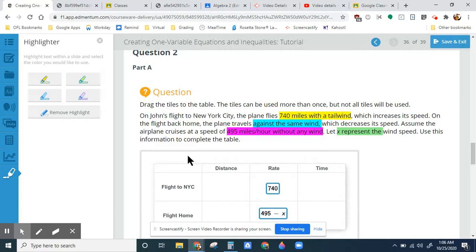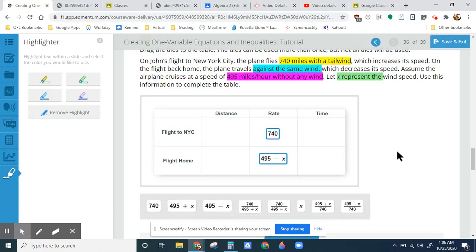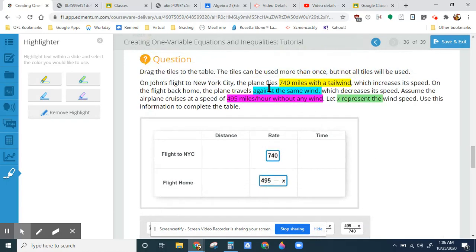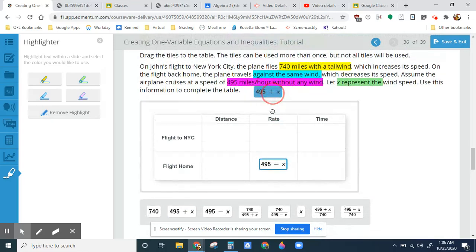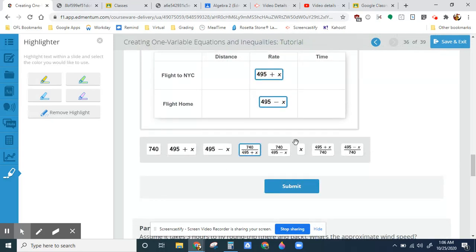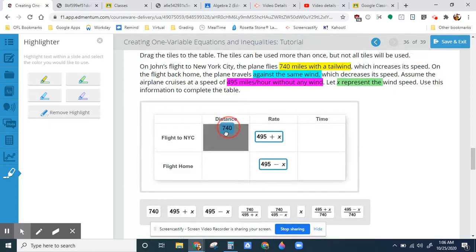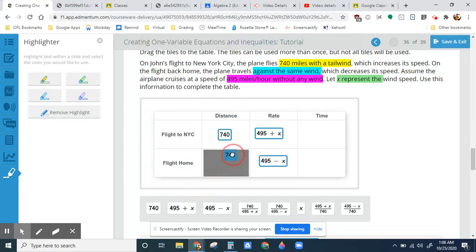So time. Does it say the time? It does not. But how far is it? Oh, with a tailwind. Hold on. This is distance, not speed. There we go. And then our distance is this. Both of these travel the same distance. They're just traveling at different rates, which means different speeds.